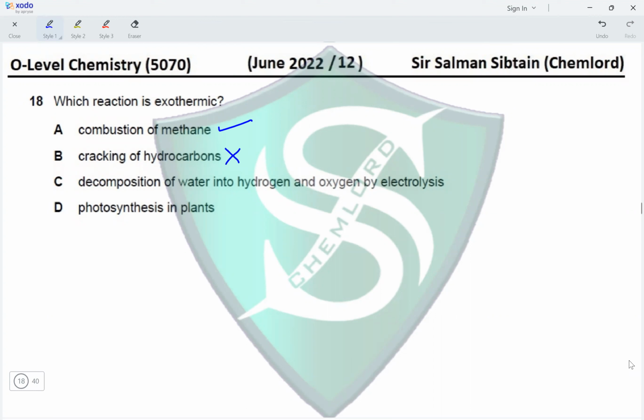So it is endothermic. Decomposition of water into hydrogen and oxygen by electrolysis. Electrolysis requires energy to occur. So electrolysis is also endothermic. Photosynthesis in plants. Plants need energy in order to photosynthesize. So all the other options given are for endothermic reactions, making option A the correct option for this question.